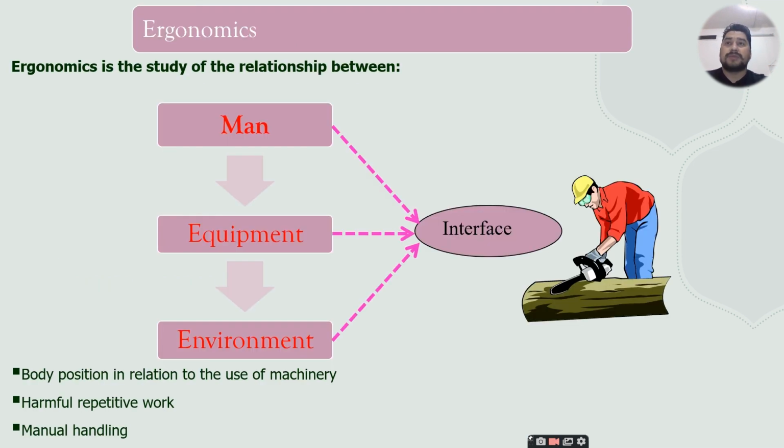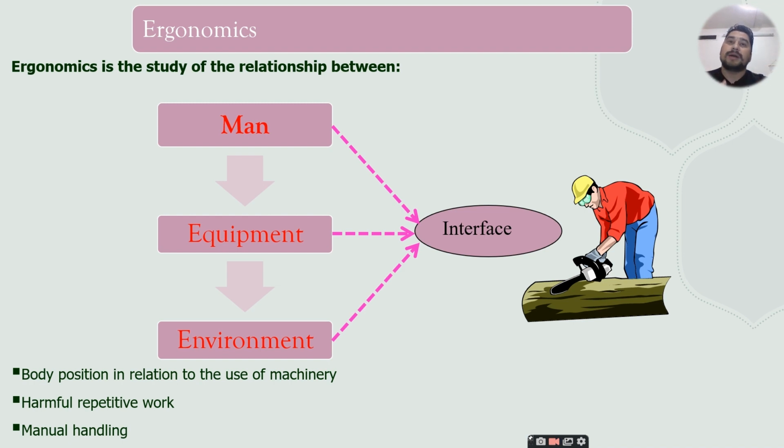So ergonomics, what is ergonomics? Ergonomics is the study of the relationship between man, equipment and environment. We can say that it is an interface between the man, machine and environment, because to do the task, we need the people, we need the equipment, and we need the environment. When these three things come together, there will be some risk and hazard that comes up. So that is the interface.